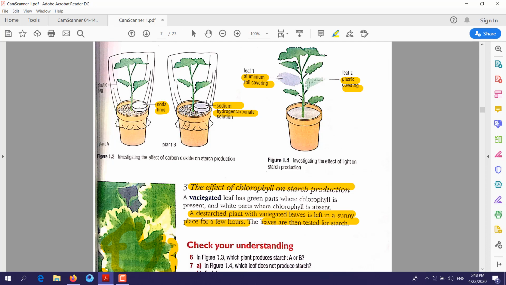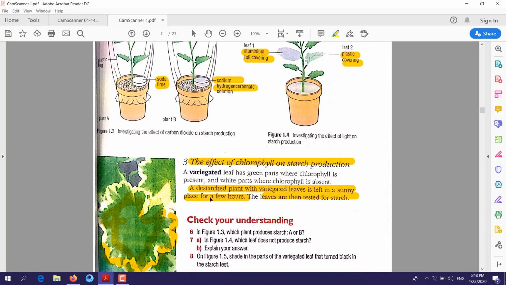Why? You will say because here, sodium hydrogen carbonate gives carbon dioxide. Because there is carbon dioxide, there is water, and there is light passing through the plastic bag, the plant can go through photosynthesis. And if there is photosynthesis, it means that there will be starch.